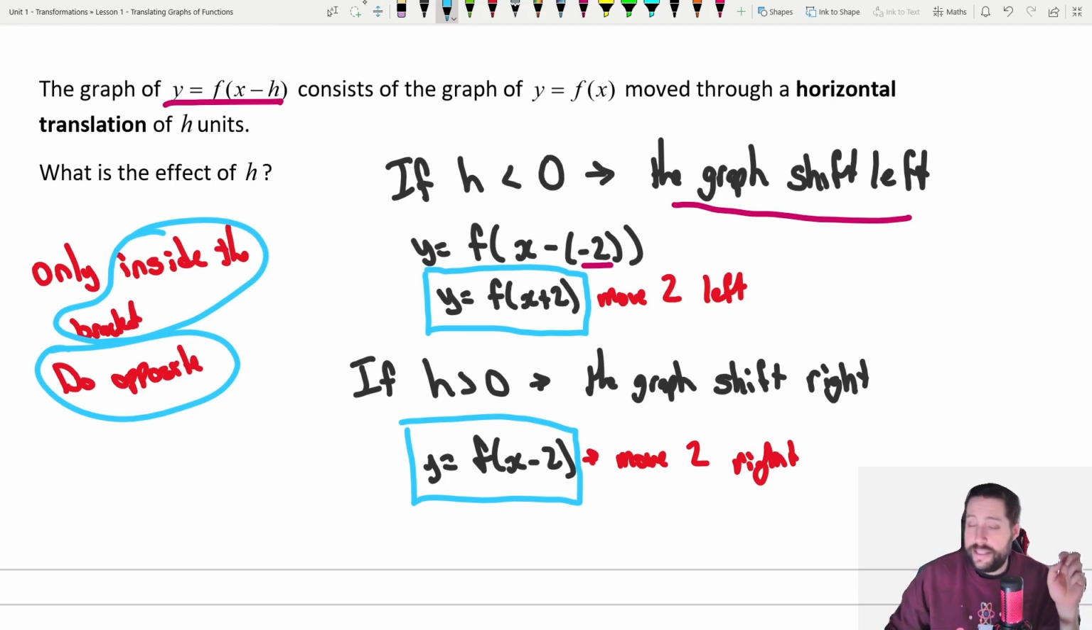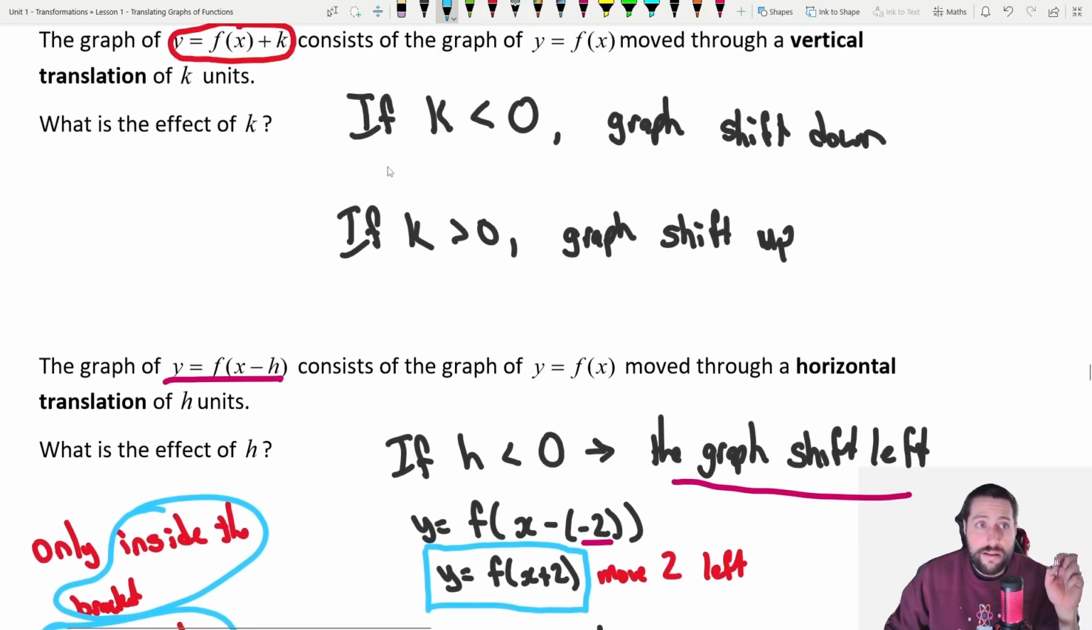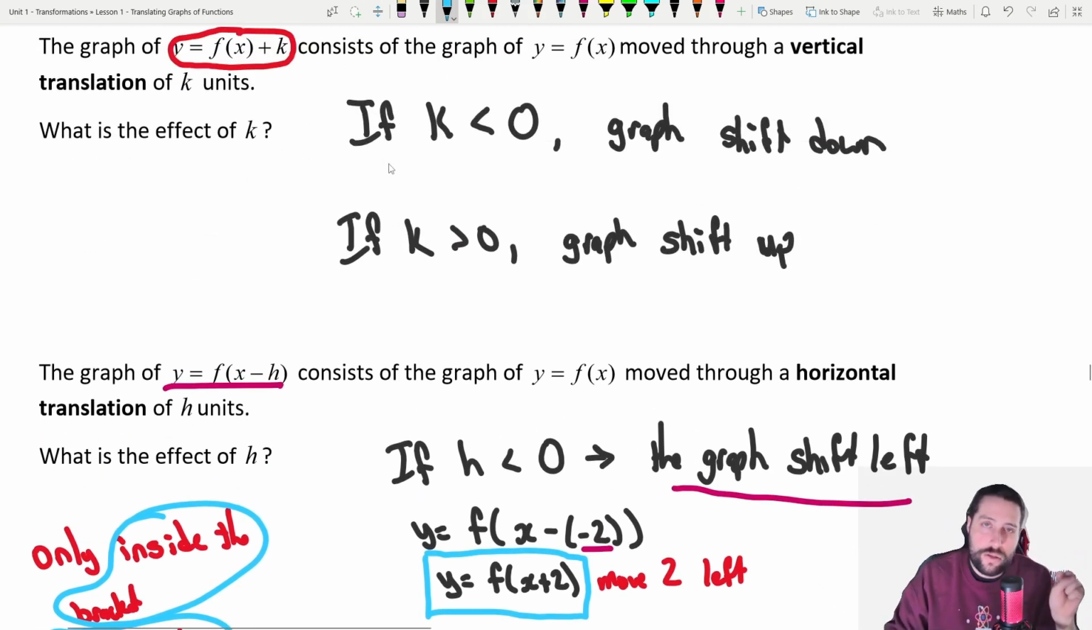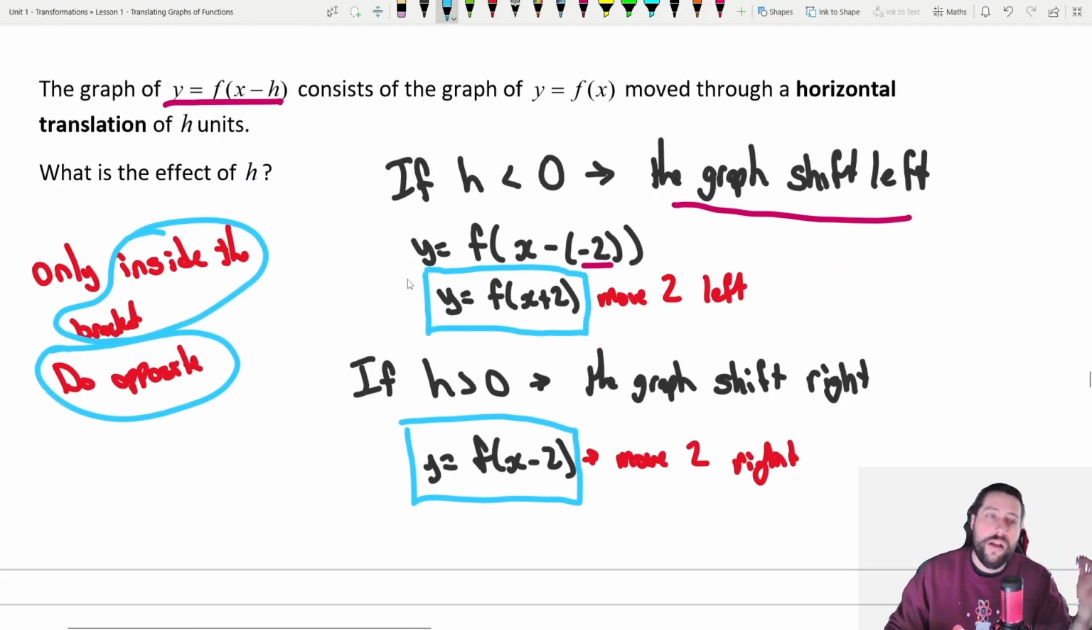Okay? This does not work for k. For k, you do exactly what it tells you to do because it's outside the bracket. If k is positive, you move it up. If k is negative, you move it down. If it's inside the bracket, you do the opposite.